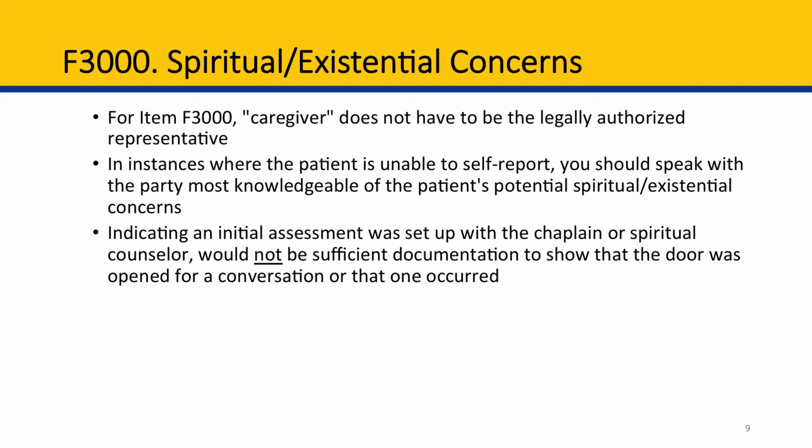Whereas the earlier items in Section F refer to responsible party, F3000 refers to the caregiver. For the purposes of completing item F3000, caregiver does not have to be the legally authorized representative. This is different than other items in Section F, in which the responsible party refers to the legally responsible or authorized individual, such as the healthcare power of attorney or legal guardian.